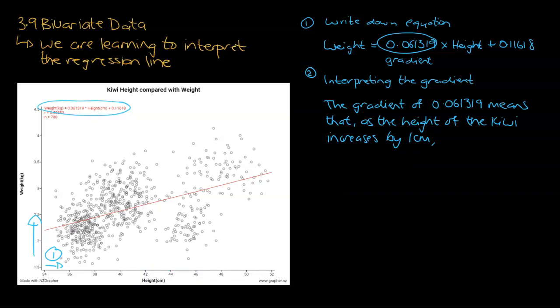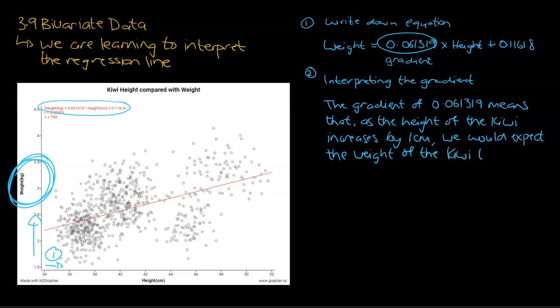So what we've got, the gradient of 0.061319 means that as the height of the kiwi increases by 1 centimeter, we would expect, and now we're going to look at the other variable, in this case weight, the weight of the kiwi to increase by that number that we've got, 0.061319, and because that relates to weight, we've got the kilogram unit at the end there. So that's the first example that I want to run you through.